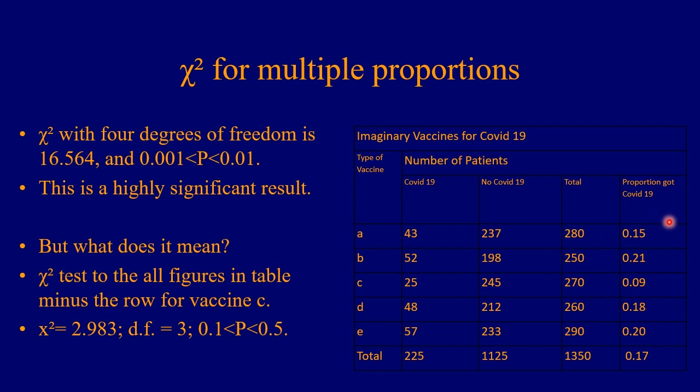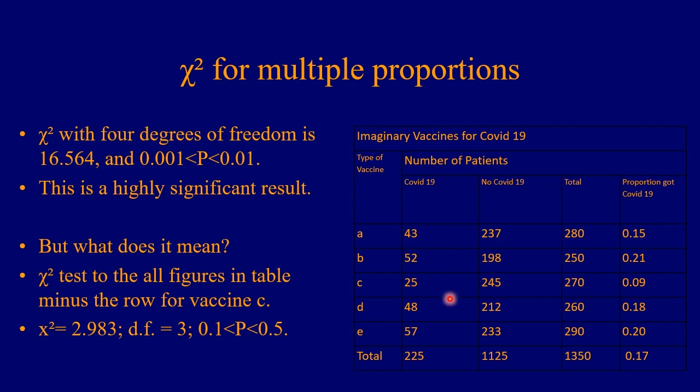We look into the odds ratio here for the possibility of the effectiveness of these vaccines, and you could see that vaccine C is probably the lowest of them, because most of the figures would be 0.15, 0.21, 0.18, 0.20, but this is 0.09. So we think that this is the odd one. This is what makes the chi-square test here show that there are significant differences between the vaccines.